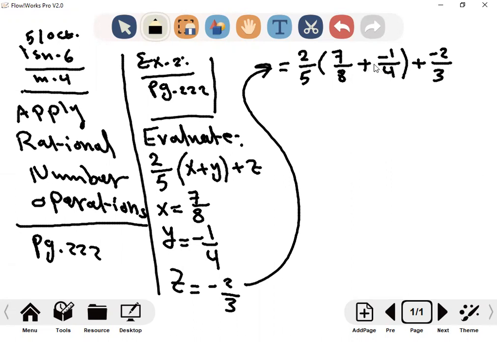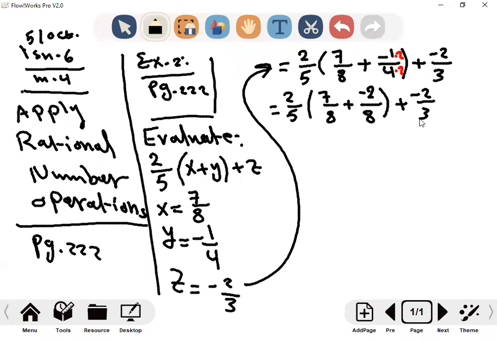Right? Can we add here? No. We have different denominators. So I need to make the 4 as 8, then I can add. To get from 4 to 8, we multiply up and down by 2. So here, first step, I need to prepare. Here I will multiply by 2 and here by 2. So this is equal 2/5 parentheses 7/8 plus negative 1 multiply 2, negative 2 over 4 multiply 2, 8, close, plus negative 2/3. I didn't do anything except make like denominators only.